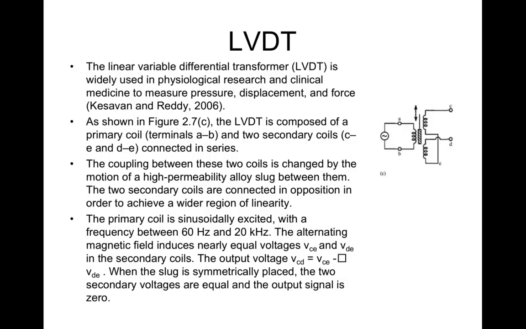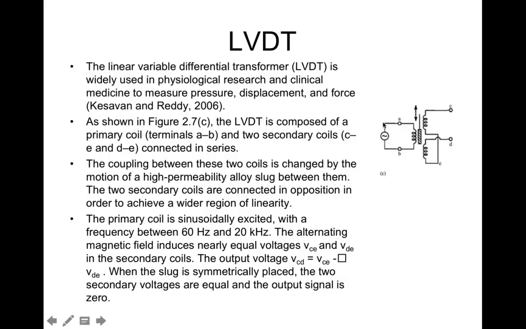So the LVDT is a linear variable differential transformer. It's used a lot to measure pressure, displacement, and force. It has a primary coil and two secondary coils that are connected in series. The coupling between the coils is changed because you have this very high mu slug that is allowed to move up and down, and the two secondary coils are connected in the opposite direction. The reason for that is so that you can get a wider range of linearity.